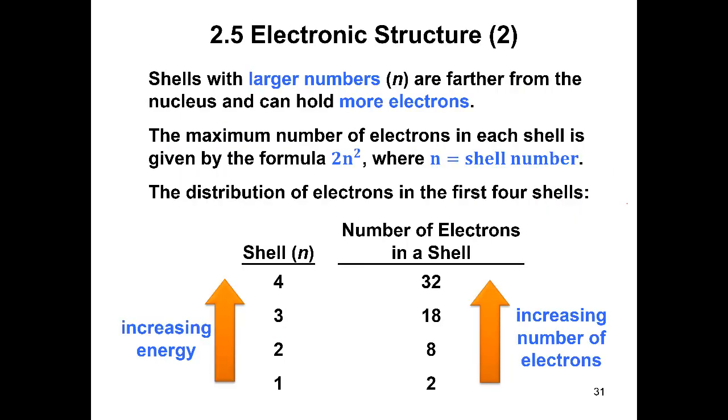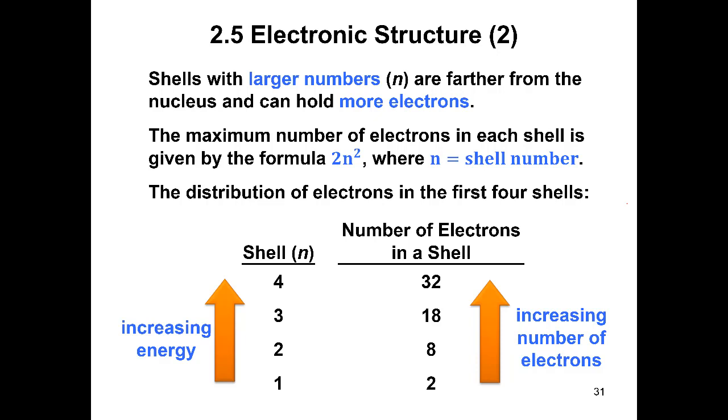Also, the larger the shell, the more electrons you can hold. Now, the most electrons you can have in a shell is going to be 2 times n squared. That's because you can have 2 electrons in the period, that's what n is, and then that's squared. And it works out like this.